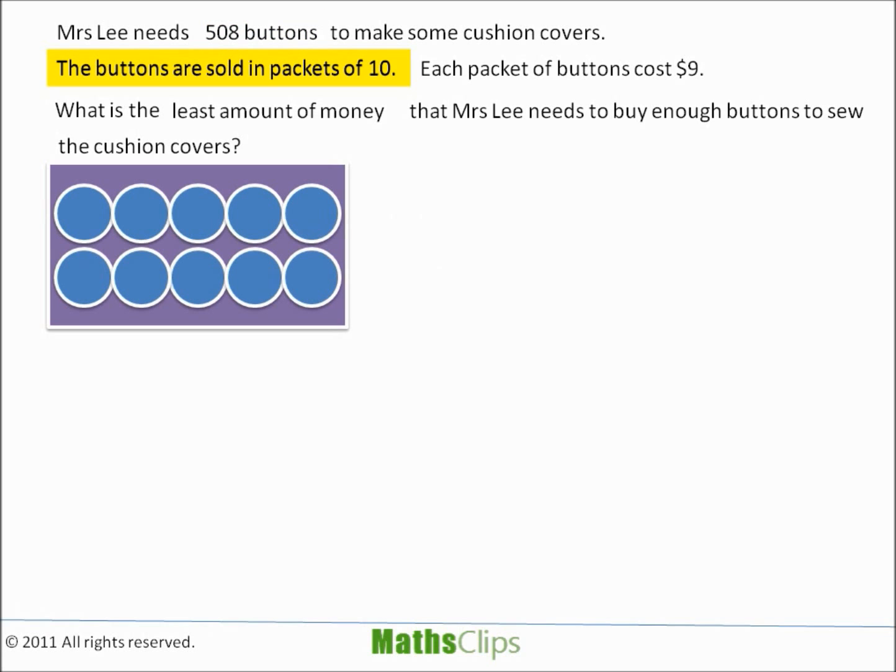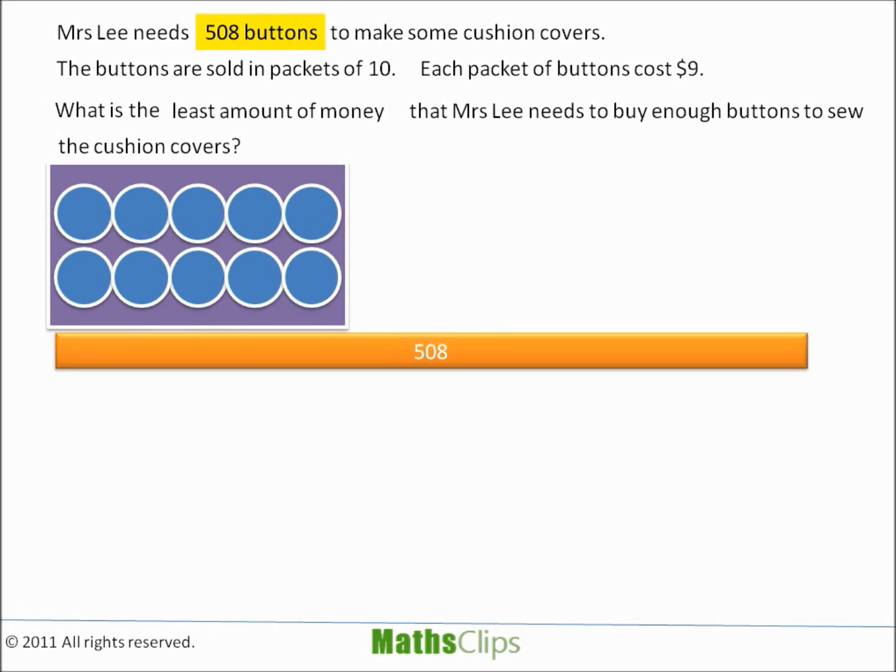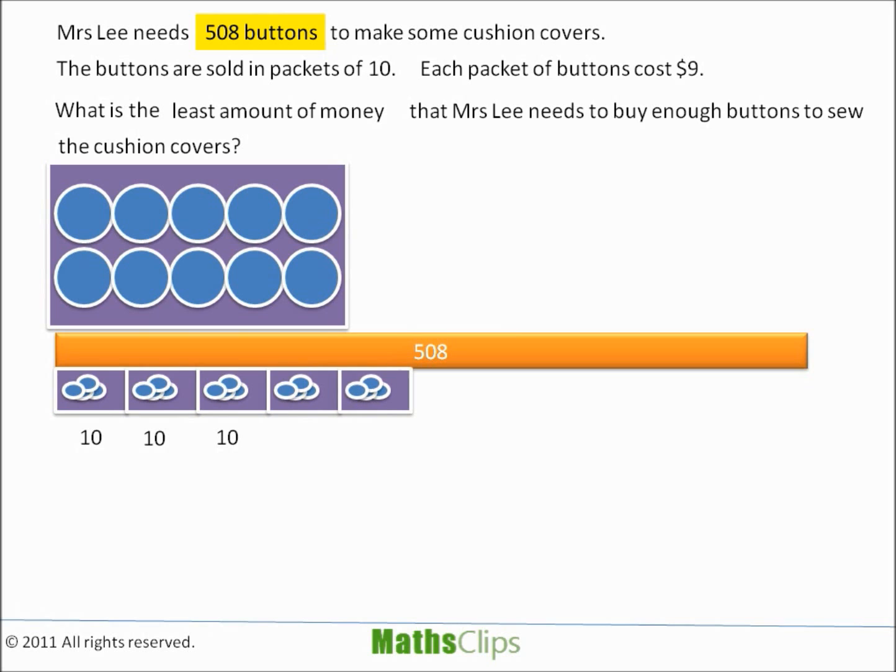So we'll show a picture like this. There are 10 buttons in each packet. Now next we look at 508 buttons. We can draw a box to represent 508 buttons, and we know that each packet contains 10 buttons. So if I buy one packet, I will have 10 buttons. If I buy another packet, now I have 20 buttons, and then 30. So we can go on.